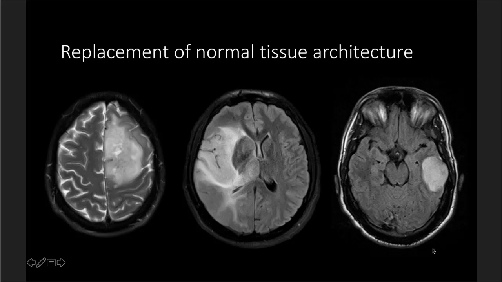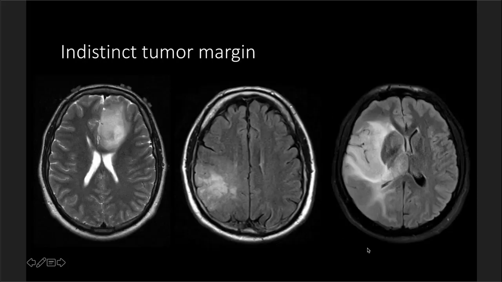Another thing we look for is indistinct tumor margin. So tumor in the left frontal lobe in this location, the tumor is hyperintense, bright on T2. And if we try to find the margin of the tumor, especially in this area, it's very indistinct. So you can't draw a line exactly at the margin. It blends into the normal adjacent brain parenchyma.